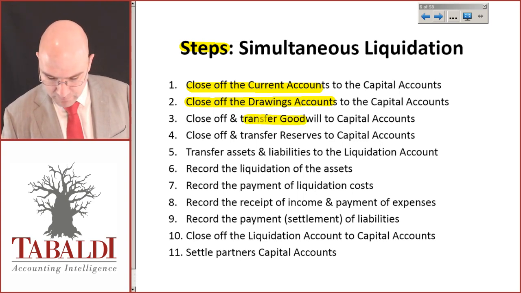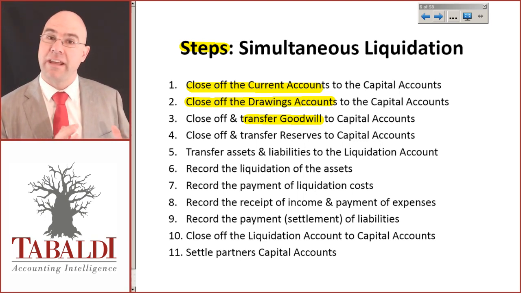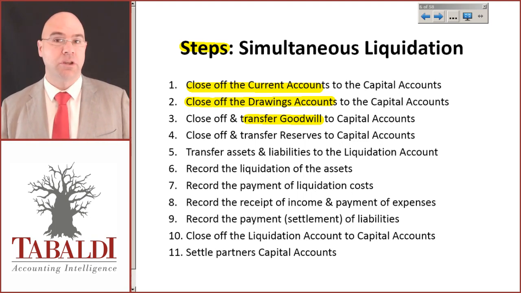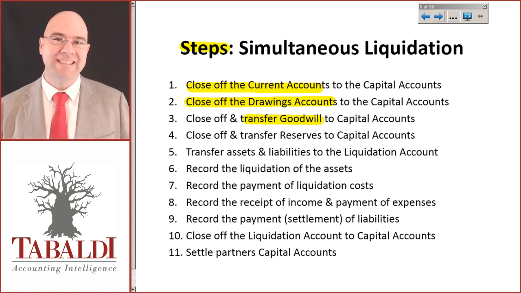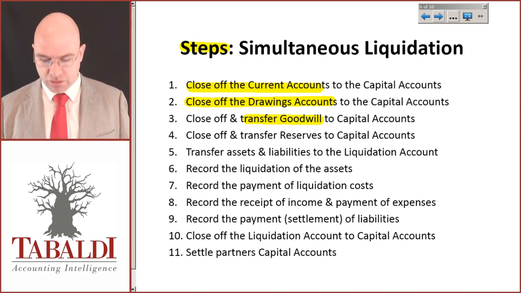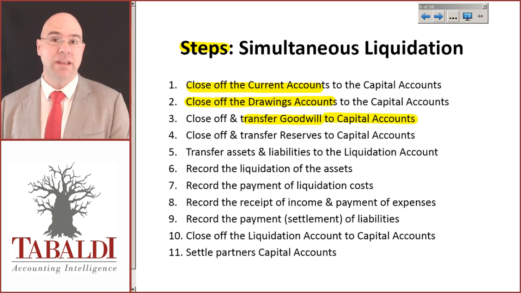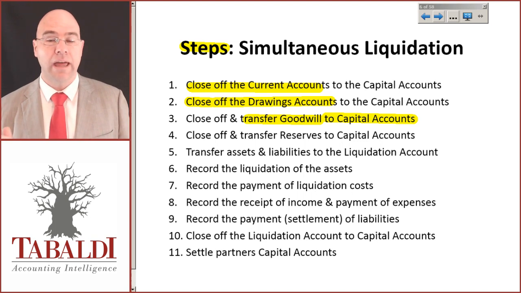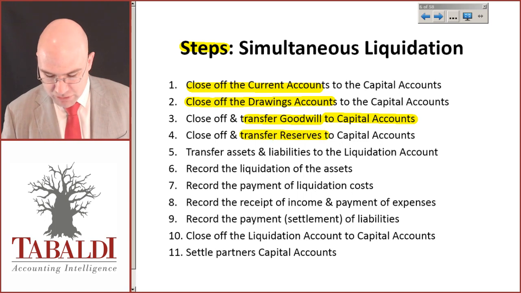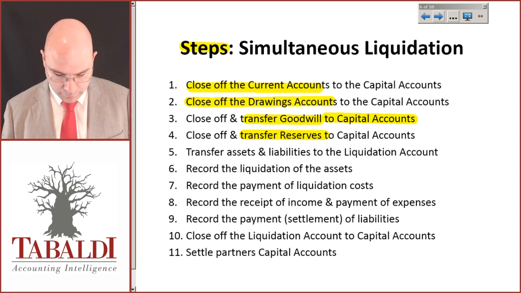Step number 3, a little different. Assuming you've got a goodwill balance on your statement of financial position, you need to de-recognize that goodwill, right? Because upon liquidation, you will not receive any cash. You can't sell that goodwill separately from the business. So what I'm going to do is transfer it to the capital accounts. Remember, it was a debit balance, so therefore I will credit goodwill and therefore debit the capital accounts. Close off and transfer reserves to the capital accounts. Same as what we did in study unit 3.